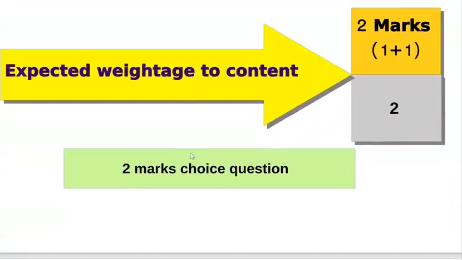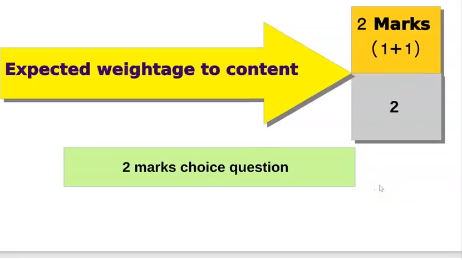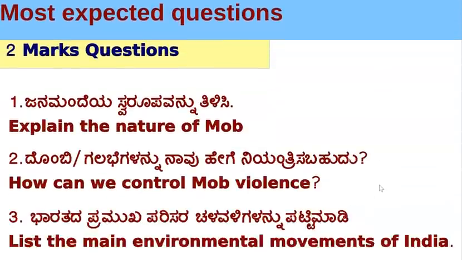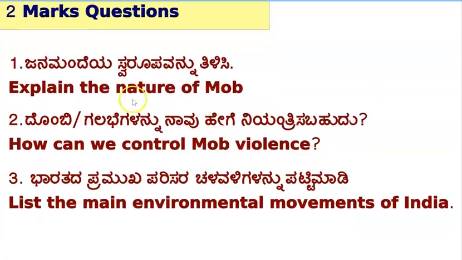Social movements. From this chapter you can expect a question for 2 marks. 2 marks, 1 question. If not, 1 mark, 2 questions will be asked, and this chapter carries around 2 marks. As you can see, 2 mark questions. Explain the nature of mob. How can we control mob violence? List the main environmental movements of India.